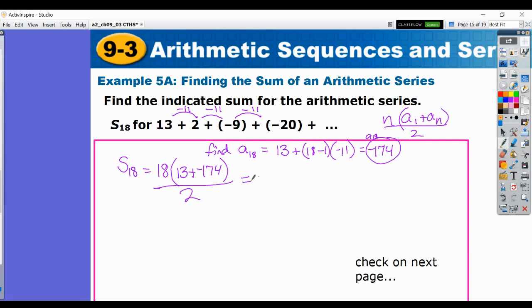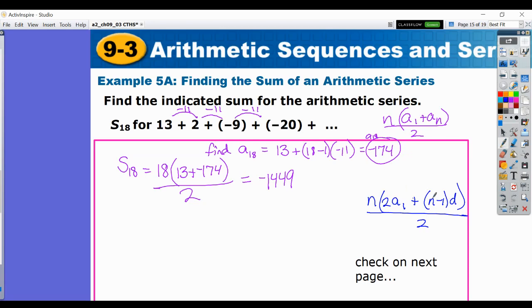So my answer for the sum, if I added all of these up for the first 18 terms, would be negative 1449. Okay, the other way to do this is to use the second formula on my sheet, which is n times (2a1 plus (n minus 1)d) all over 2. So it's very similar. You notice there's an a1.